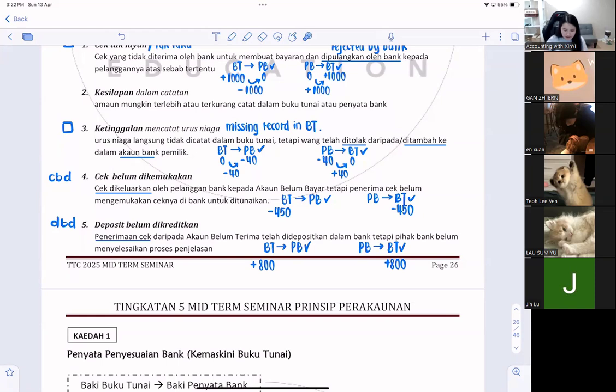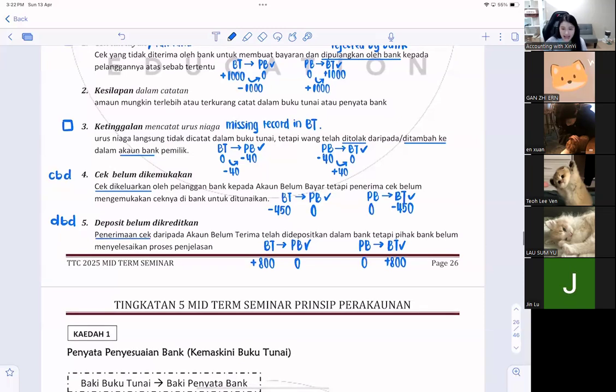So that's why no matter if it's a CBD or a DBD, it's the same scenario. It's just our point of view as a receiver or a payer. So that's why here our Penyata bank will not show any amounts at all. They have not processed it for us. Now, how can I change it? The numbers remain as 450, remain as 800, but the only change is the symbol.